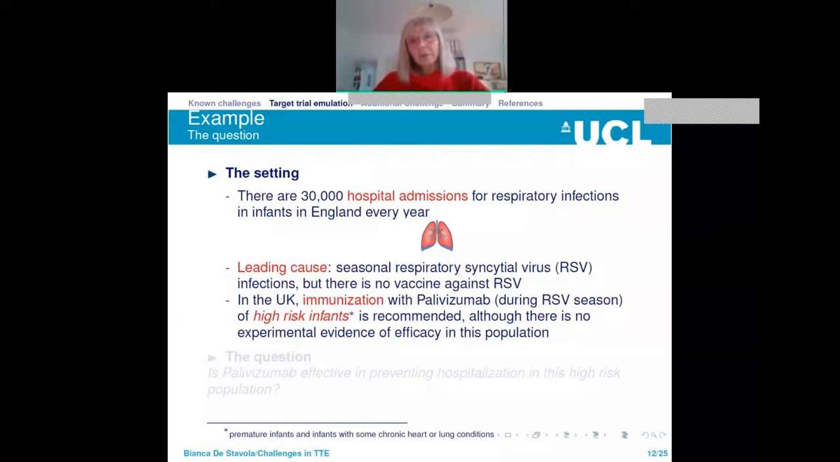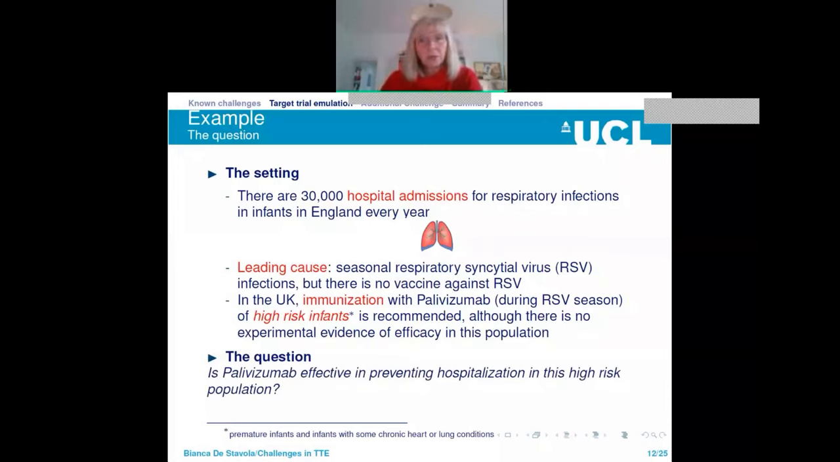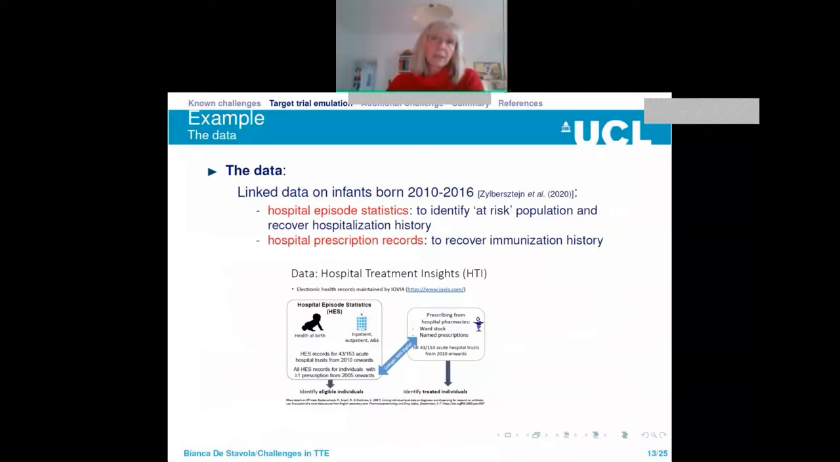But there is no experimental evidence on whether there is efficacy for this antibody treatment. So the question we were trying to ask, or my colleagues were trying to answer, is: is palivizumab effective in preventing hospitalization in this high-risk population? So a short description of the data.